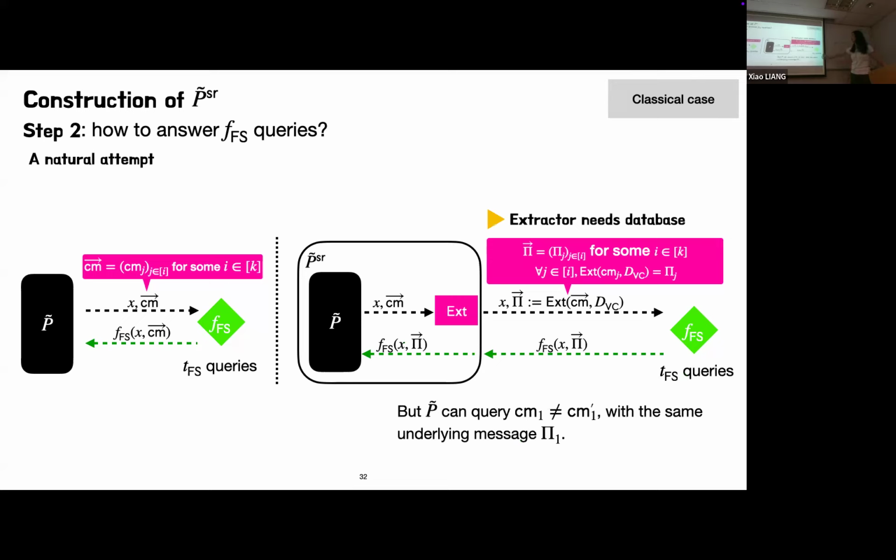So this is a naive approach, because actually the prover can query some different CMs with the same underlying message pi1, and this will allow it to easily distinguish whether it's being simulated by the state restoration prover or not, and it can decrease its winning probability if it's being simulated. So we don't want this. And to fix that, we instead also hash the CM inside the FS queries. This means that our actual state restoration definition needs to include salt as well, which we didn't talk about, and we will continue to just omit the salt.